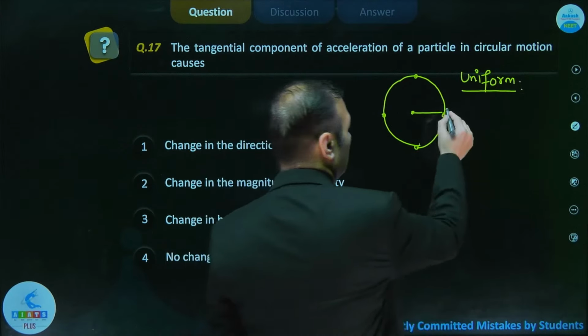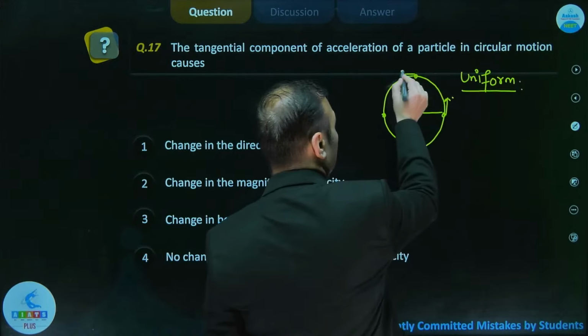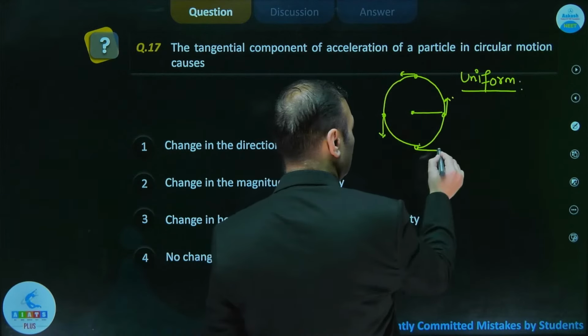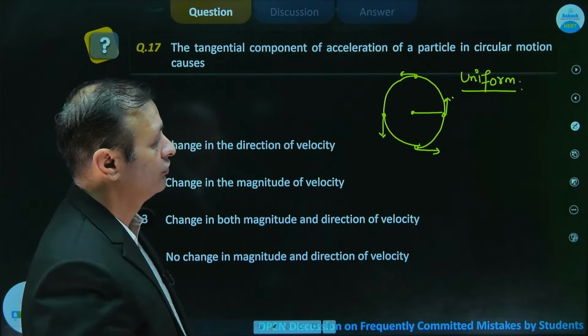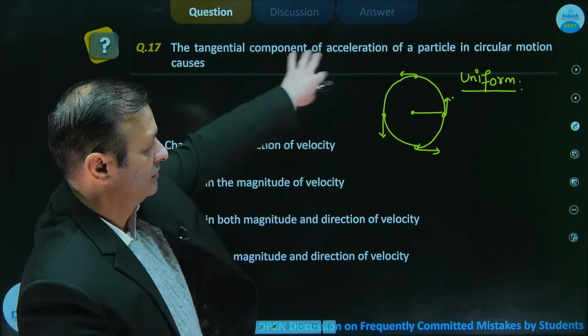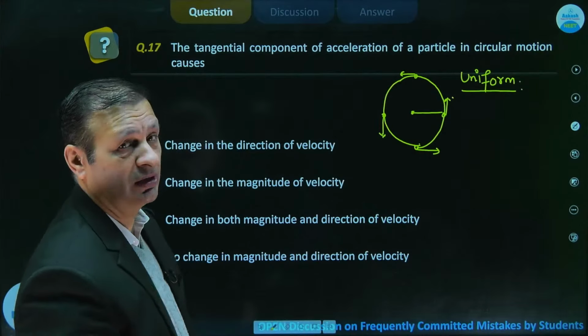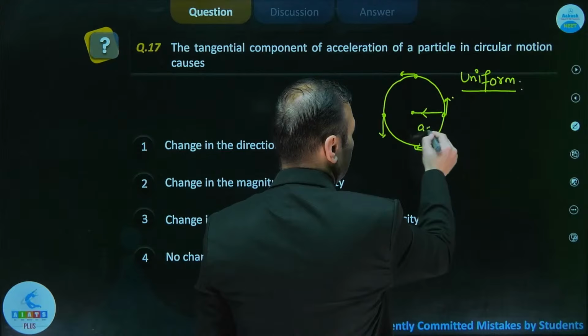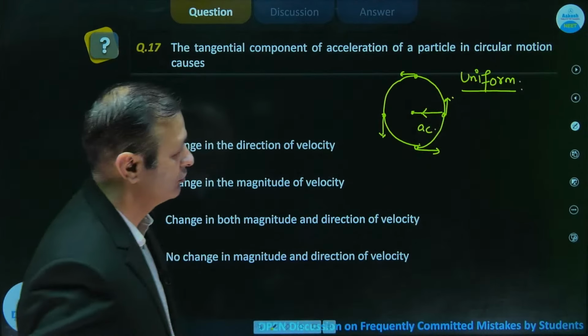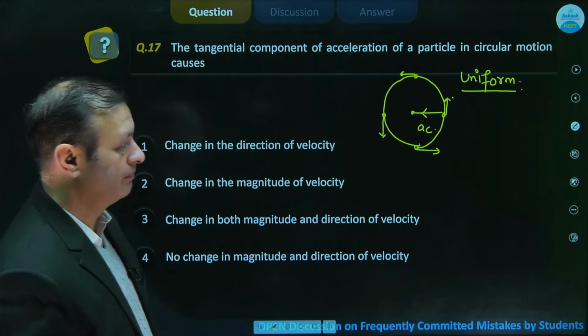It's only the direction that changes, that is tangential, and that gives you the concept of velocity. Velocity is varying because of its direction. And you have centripetal acceleration that is directed towards the center. So this is the case of uniform.